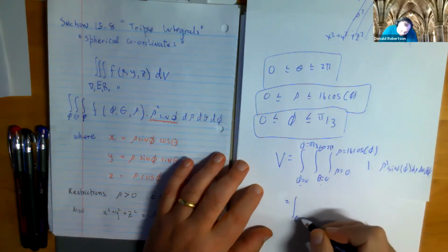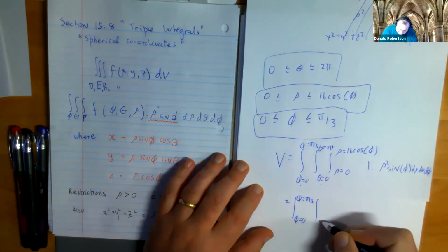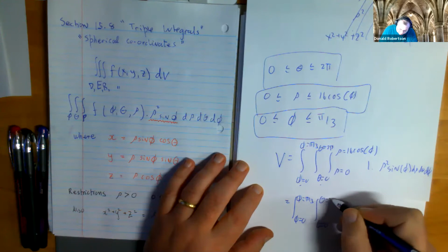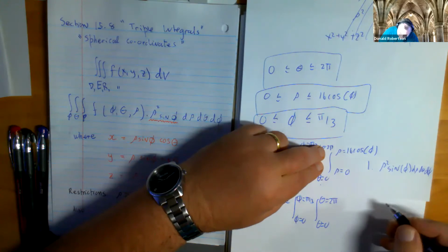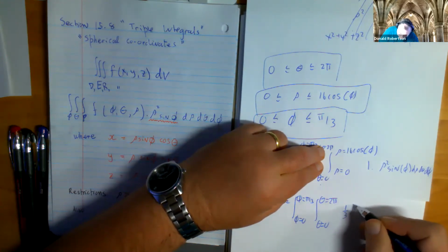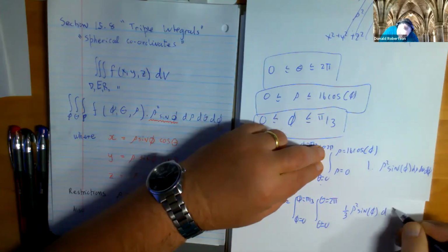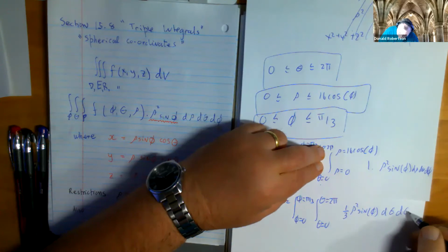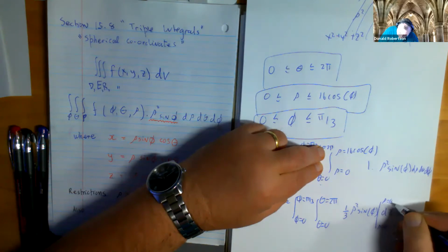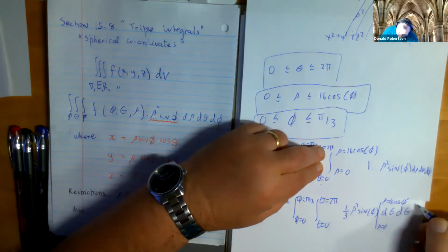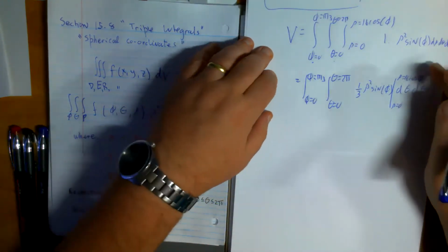So where are we going to go? That's 0 to pi upon 3. This is going to be 0 to 2 pi. And this fella here is going to be 1/3 rho cubed, sine phi d theta d phi. And it's going to be evaluated at 0 to 16 cosine phi.